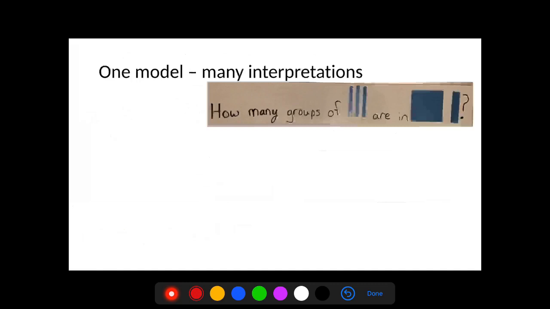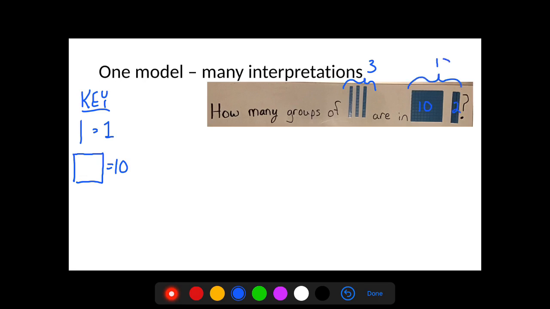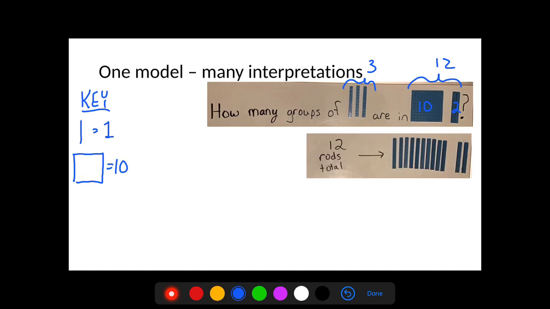Okay, let's approach this from another perspective. Let's use our base 10 blocks. We're going to make a key, and in this case, we're going to say that our rod is equal to 1, and then our flat, which is made of 10 rods, is equal to 10. So these 3 rods are equal to 3. The flat is 10, and over here, these are 2 rods, so this is 12. I can break my flat up into 10 rods. Then I have a total of 12 rods.